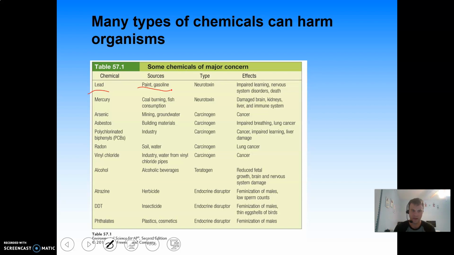And you can see more of them down there. Even alcohol, which can lead to reduced fetal growth. Other ones are pretty much pesticides and insecticides and things found in cosmetics. Those ones are endocrine disruptors, which then impact reproduction and fertilization.